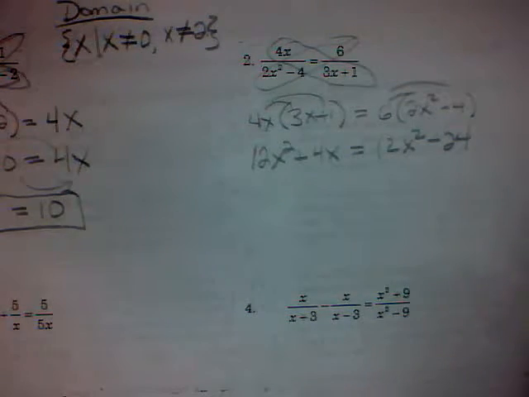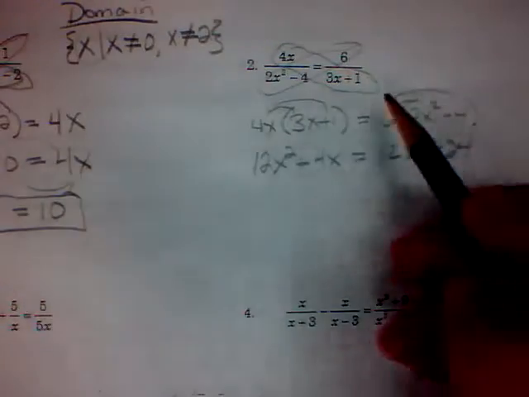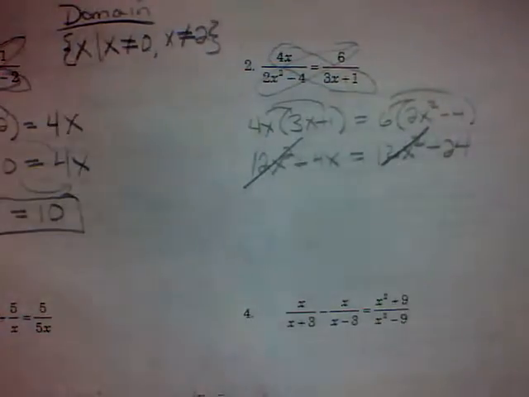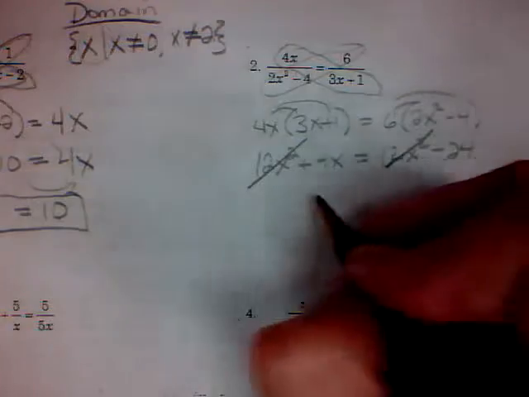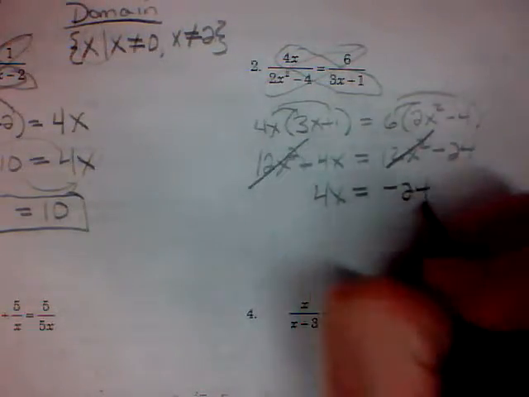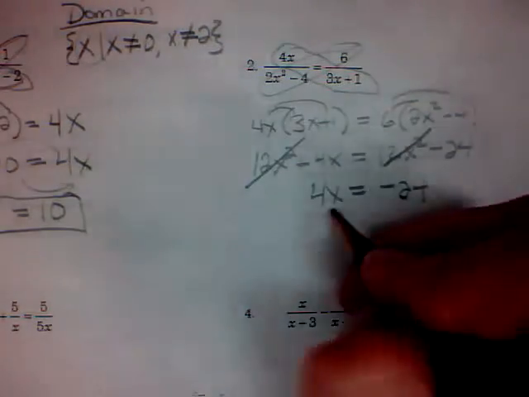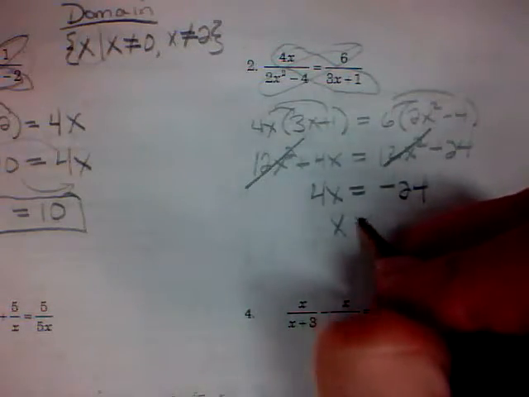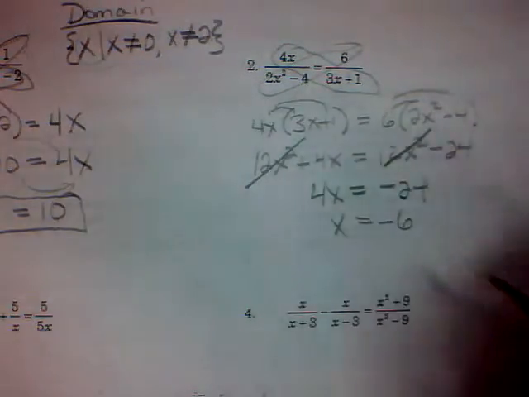Okay. Now something very nice happens here. We have a 12x squared on each side. Those can cancel each other out, which leaves you with 4x equals negative 24. So then we divide both sides by 4, and x equals negative 6.